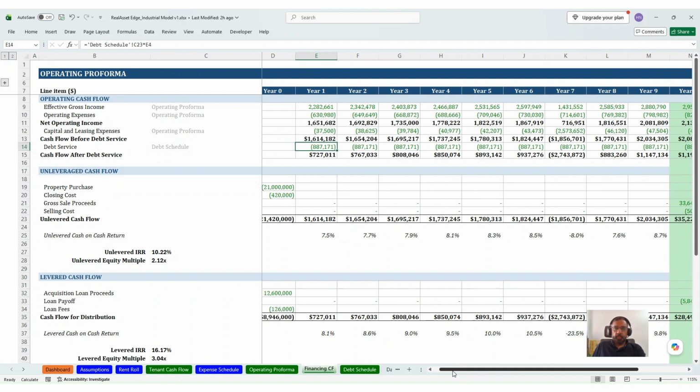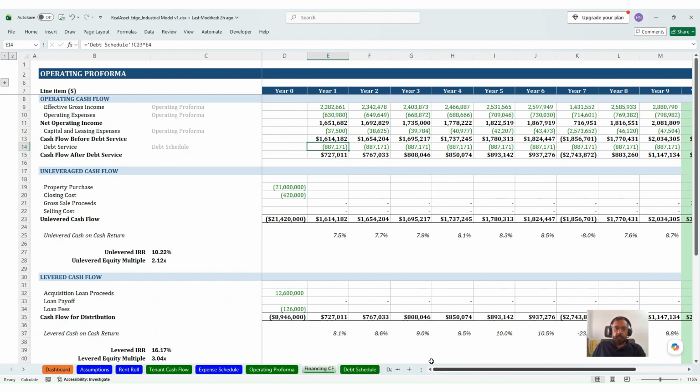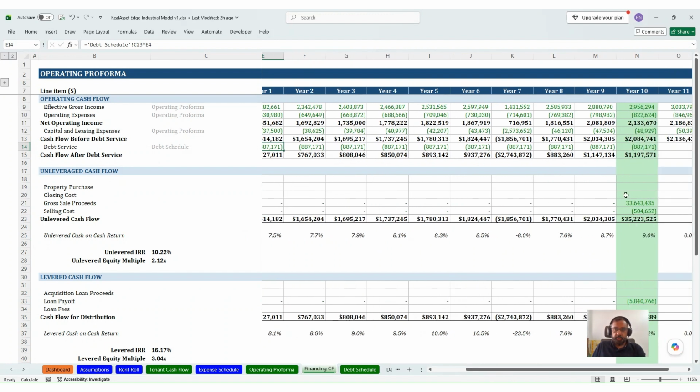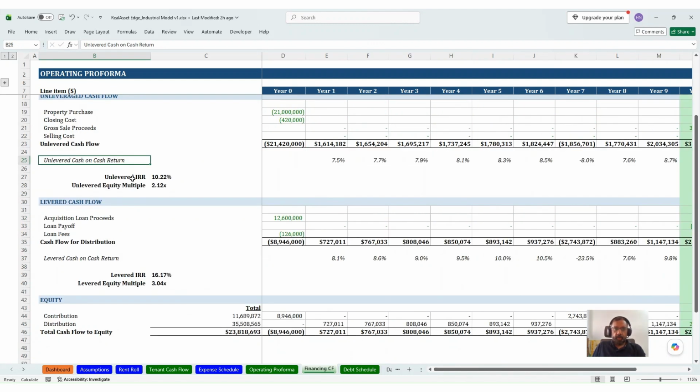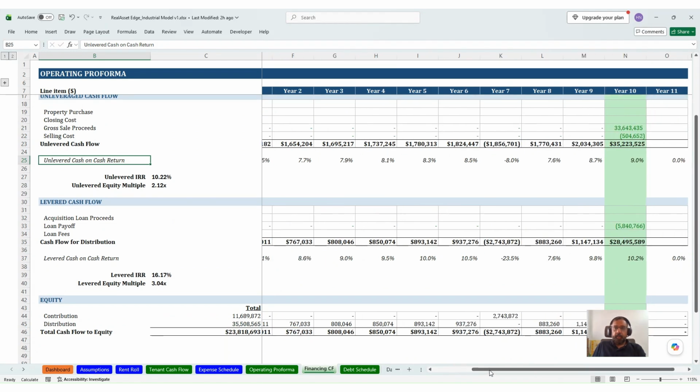The next section is the unlevered cash flow, which starts from the property purchase price, closing cost, and then also the receipt of gross sales and selling cost in the disposition year to calculate an unlevered cash on cash return, unlevered IRR, and equity multiple right here. The next section is the levered cash flow. Here, the loan proceeds are included in the cash flow. You see an acquisition loan proceed and the loan fees, which would be paid at the start, and then the loan payoff, which is the ending balance of the loan at the end of the hold period.